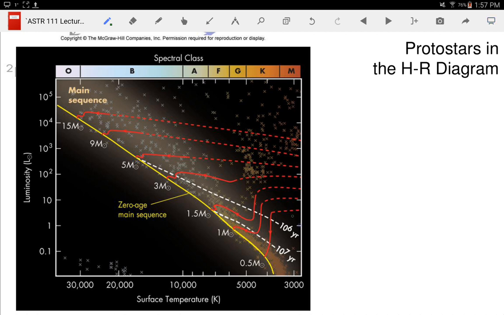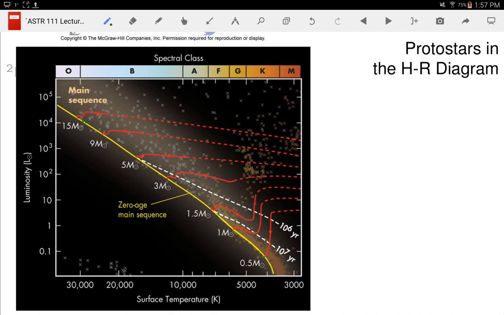We have birth lines. The different lines are showing stars of different mass. High masses, 15 solar masses, come in up here and make a very hot star. Low masses coming down here make cool stars. That kind of makes sense to me.